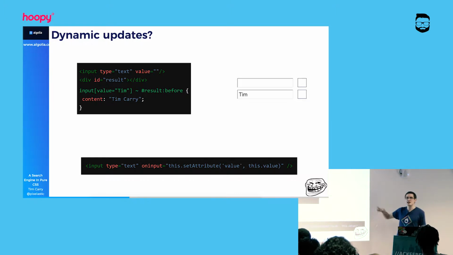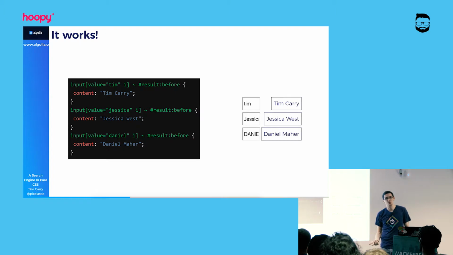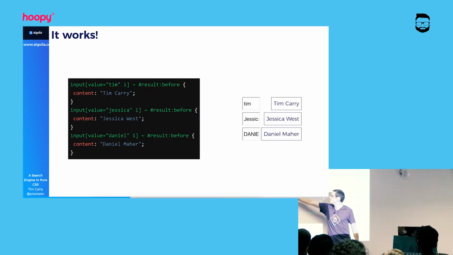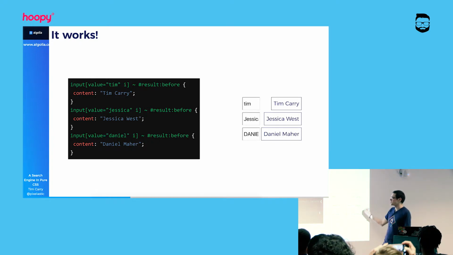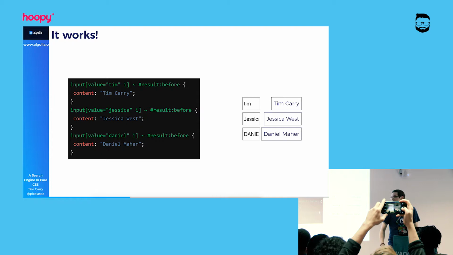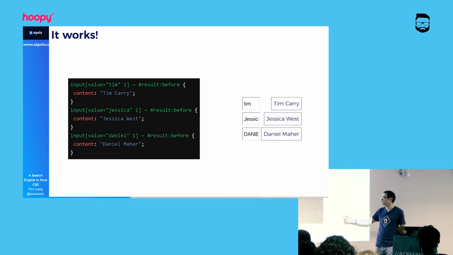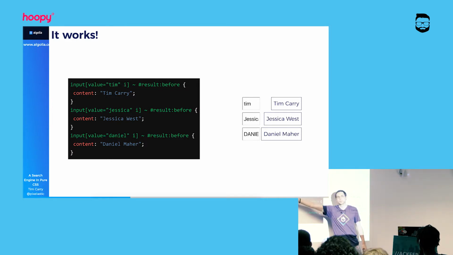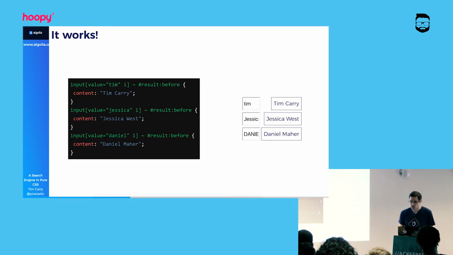That lets you have dynamic updates of what you actually type. And this is how it works. I started adding new values. So if you search for Tim, you have Tim Carey displayed. If you search for Jessica, you have Jessica West displayed, and Daniel, you have Daniel as well. And you can see that it even works whatever the case. So if you have lowercase, uppercase, a mix of both, it's because I'm using a lowercase i here, which means the match should be case insensitive. So you add many of these, and it starts to match.